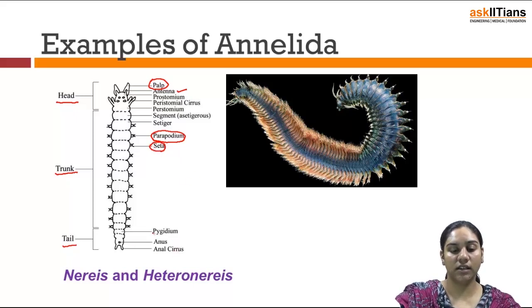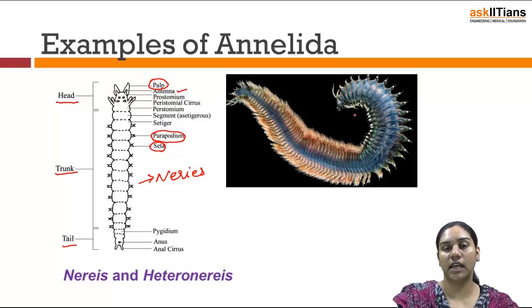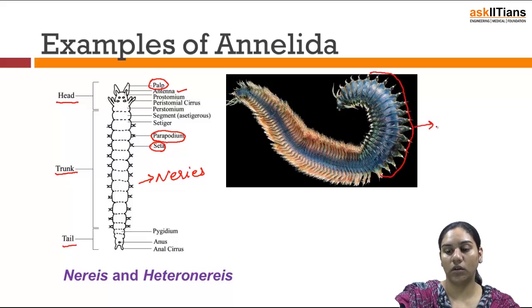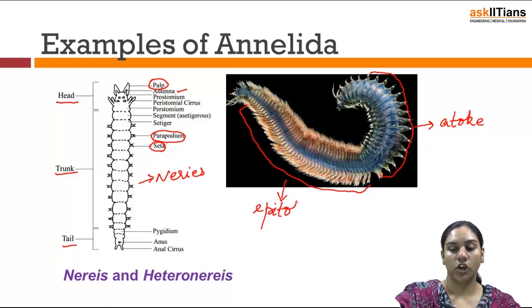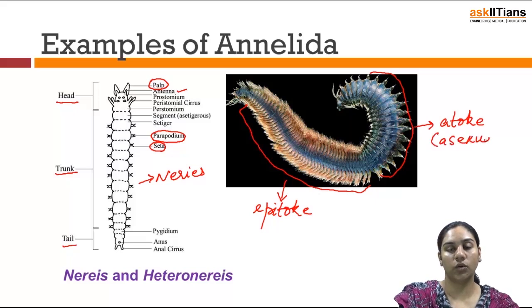So this is Nereis and this is heteronereis. The heteronereis is the sexual stage of Nereis. So this part is known as the etoke, and this part, which is the posterior part, is known as the epitoke. So the anterior asexual part is the etoke, and the posterior sexual part is known as the epitoke.